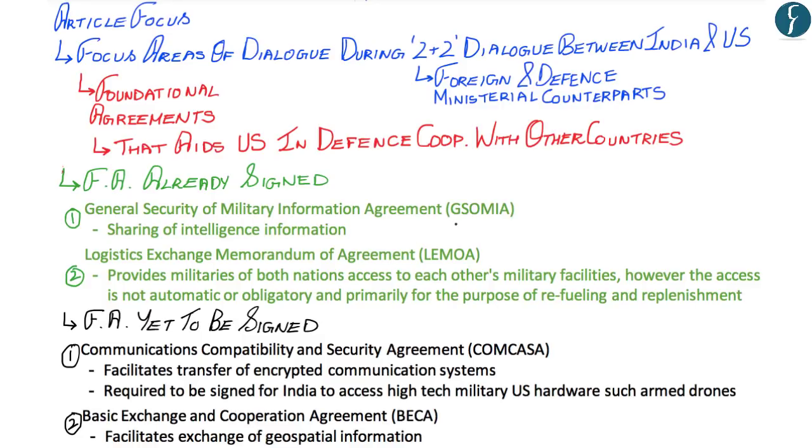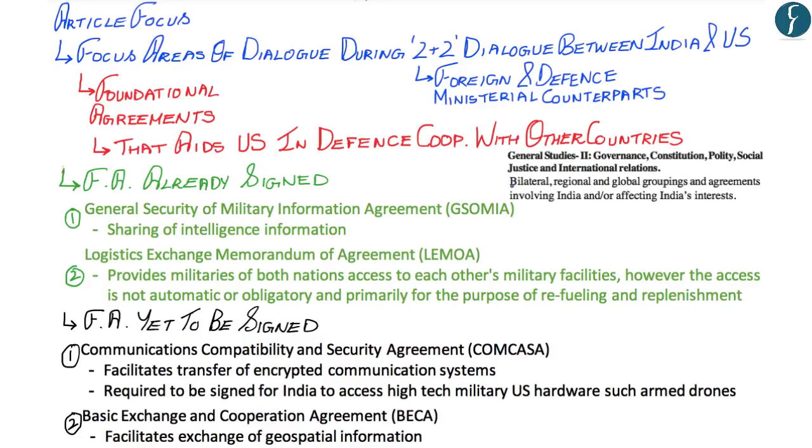And now, with regards to your UPSC syllabus, the four foundational agreements would be placed in GS Paper 2 in the International Relations section within the subsection Bilateral Agreements involving and affecting India's interest. And so now with this, we move on to the next article.